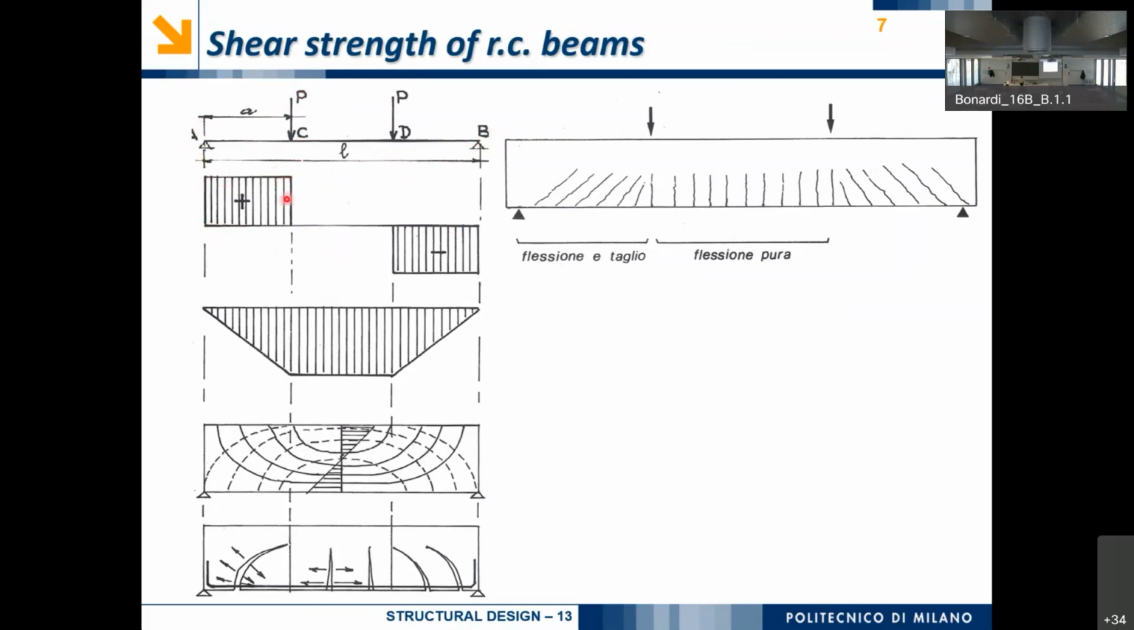So the shear force will be constant in the lateral parts of the beam, whereas the bending moment will be constant in the central part of the structure. So the central part of the structure is subjected only to pure bending moment, whereas in the lateral parts of the structure we have pure shear force and linearly increasing bending moment.